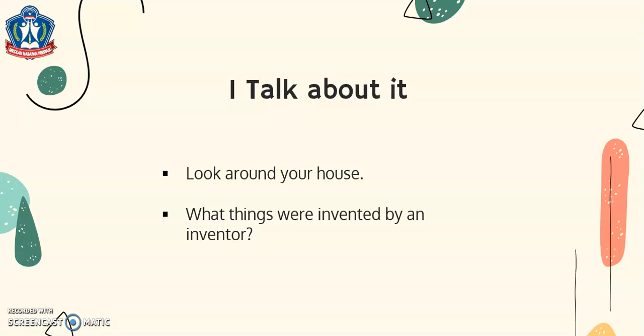For our first activity, let's talk about it. Look around your house. What things were invented by an inventor? You can write down your answers, children, and we will be sharing your answers tomorrow during our Zoom meeting.